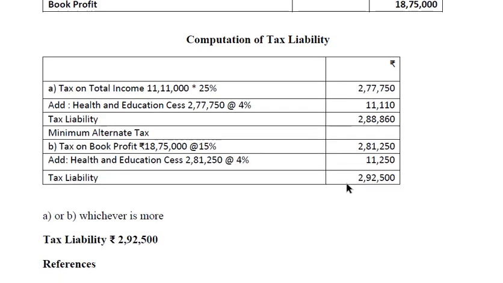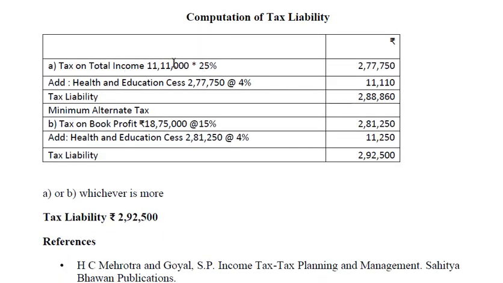Now computation of tax liability, on total income at the rate of 25%, add health and education cess on the tax liability. Total tax liability is 2,88,860.